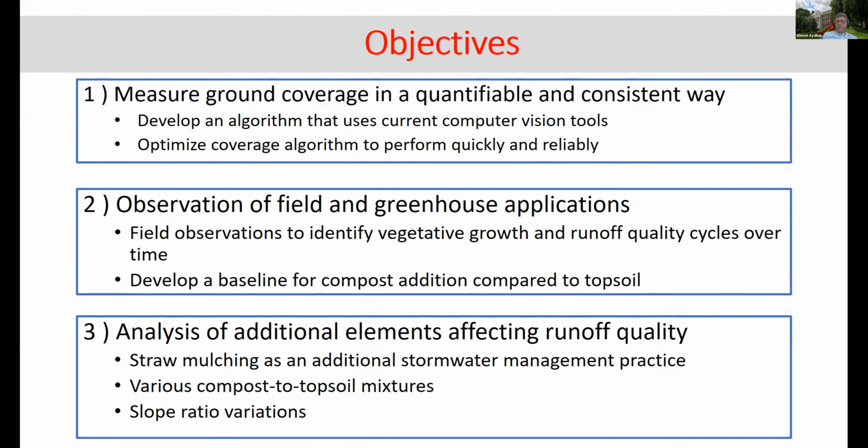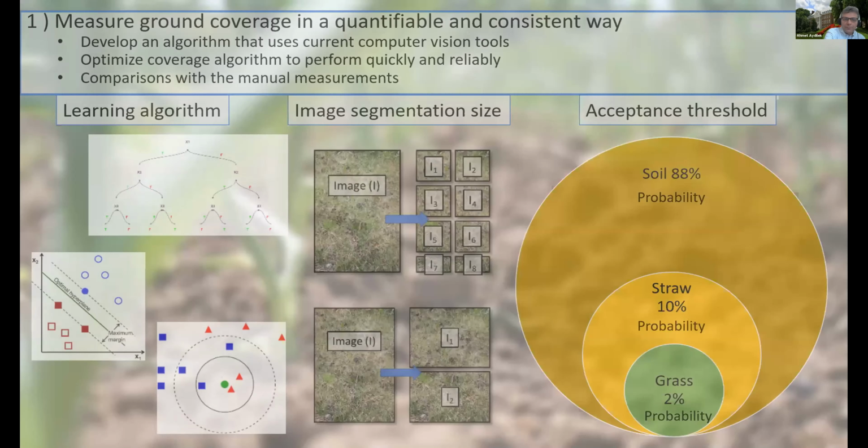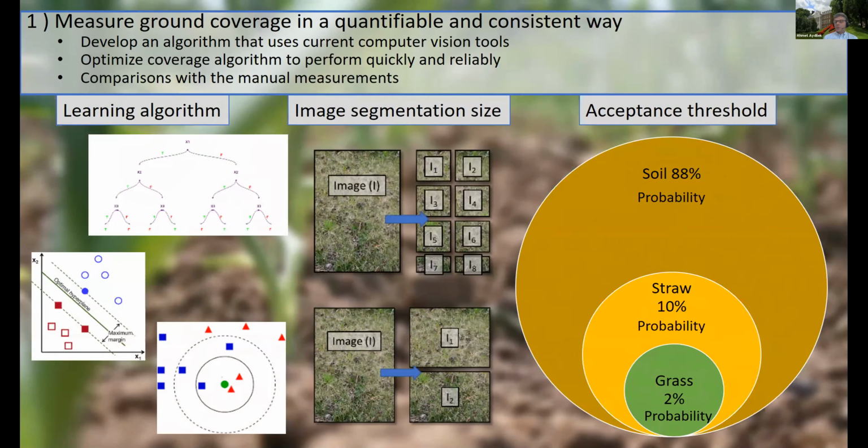The second task was observation of the performance of these systems in the field and greenhouse applications, namely vegetative growth and then runoff quantity and quality, and then developing a baseline for compost addition. And then later on, looking at different effects such as slope ratio, straw mulching, and different percentages of compost to topsoil. Let me look at the image-based system first.